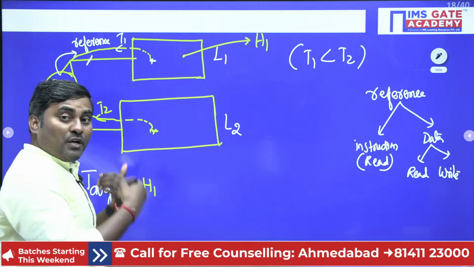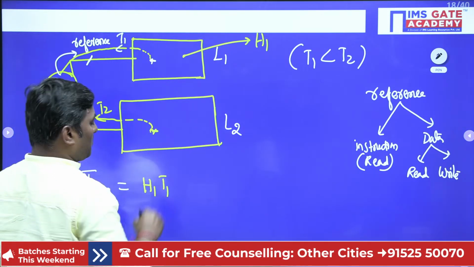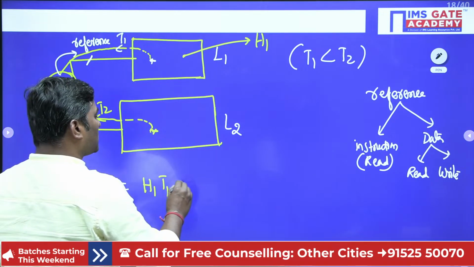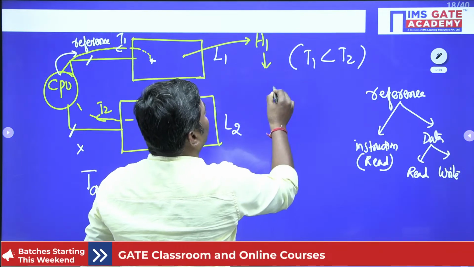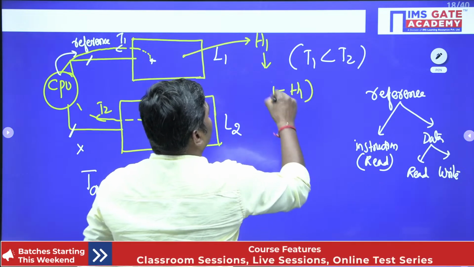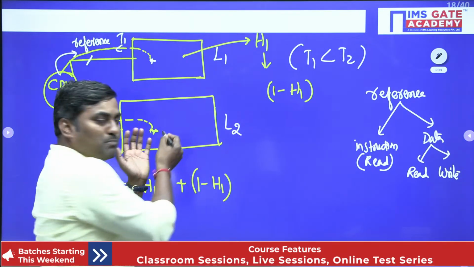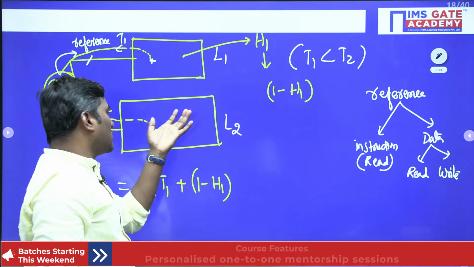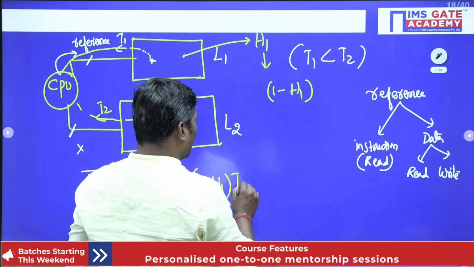H1. Whenever it hits H1, how much time is required? T1 is required. But for some references there is a miss, right? How do we write a miss? H1 is the hit, so 1 minus H1 is a miss, please understand. When this miss occurs in level 1 and you search into level 2, is it definitely available or not? Available. So 1 minus H1, into T2, I can add.